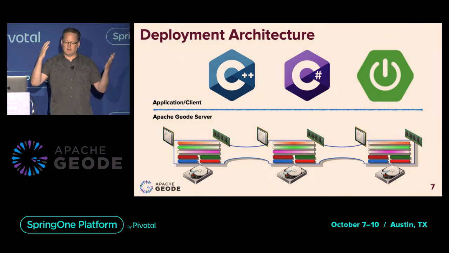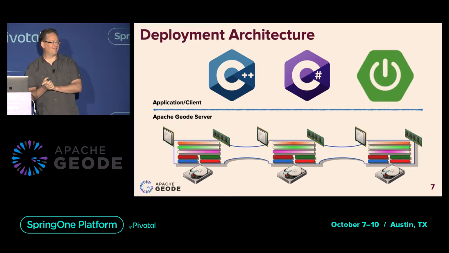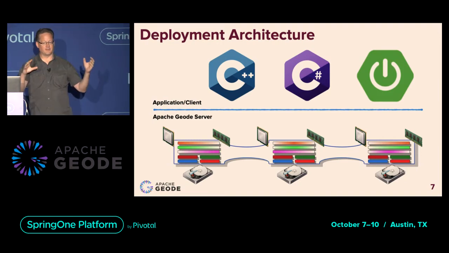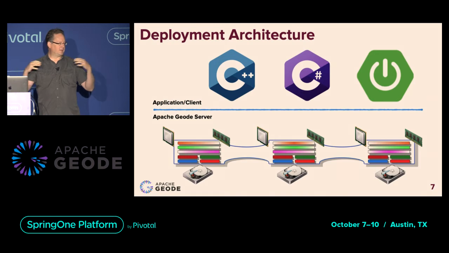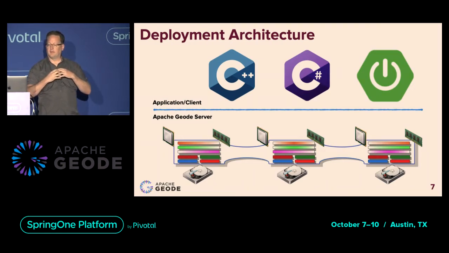Well, it is a client app, right? So if you think about it, it is something that's stood up over here. It's just your application or your service layer. And then you can actually intermix anything, right? So if you have some Java clients, some C#, some C++ clients, they could all be interacting with that same distributed system.